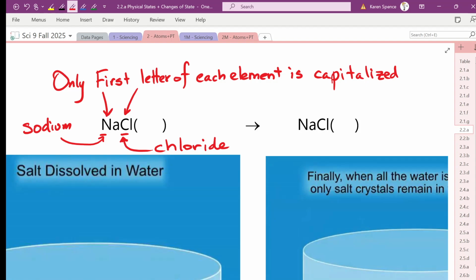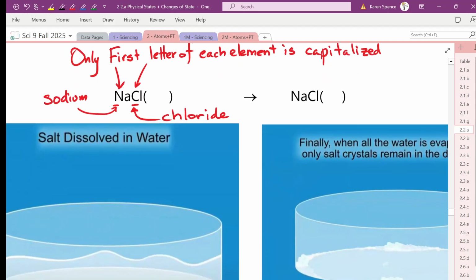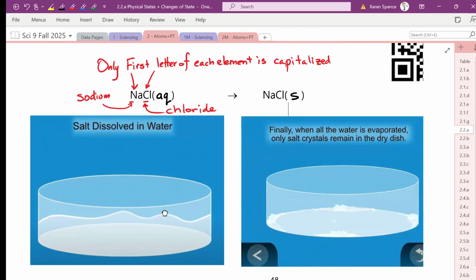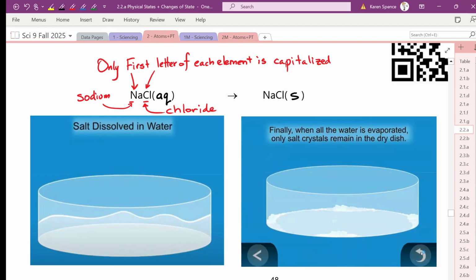What symbol do we use when it's dissolved in water? AQ. What symbol do we use when we have salt crystals left? Solid. S. S for solid. AQ for aqueous. Is that good? Okay.